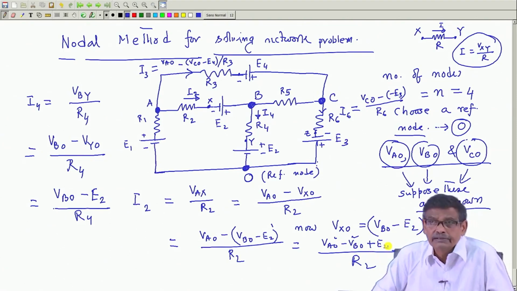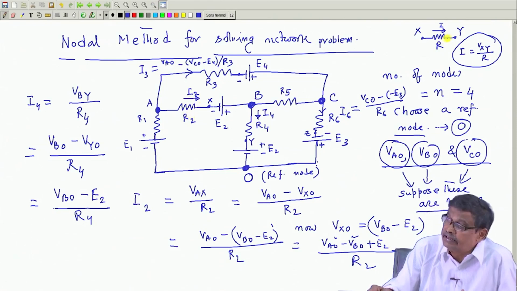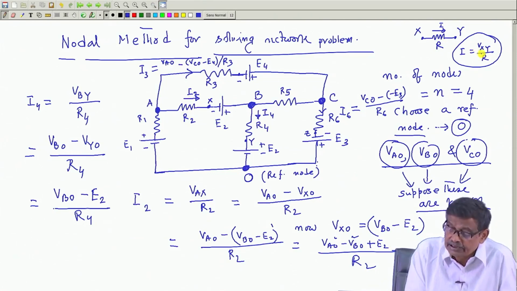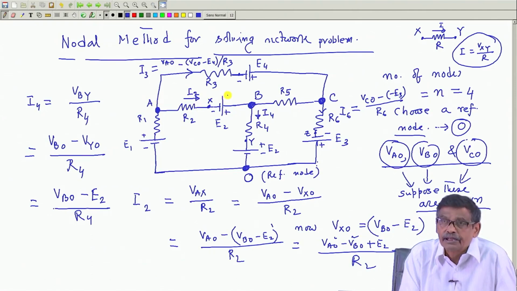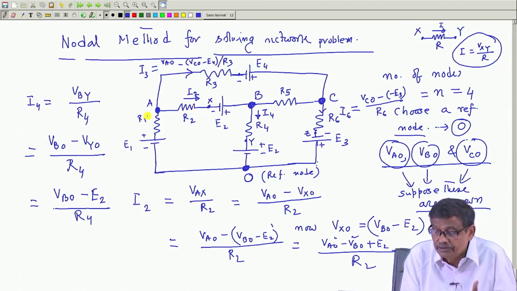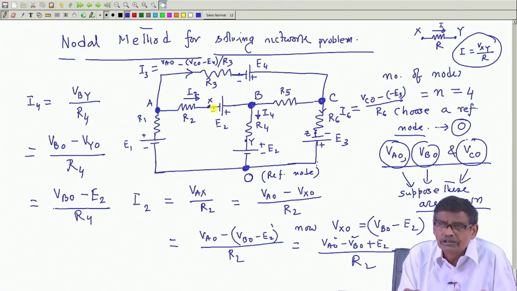What is the essence of the thing? In any branch, grab whatever resistance is present and apply this rule. This is the fundamental Ohm's law: the voltage across the resistance gives the current. Vax by R2 is the current from left to right, and Vax can be written as Va0 minus Vx0. So from O you try to reach x, and you will find it can be expressed in terms of other node voltages and some sources present.